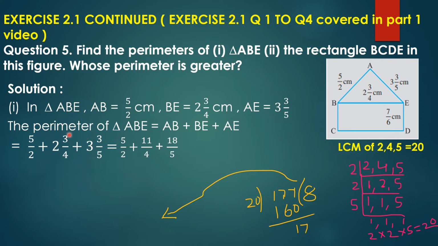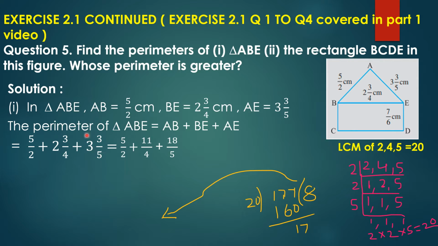Okay. Next, the perimeter of a triangle ABE is equal to, what is the perimeter of a triangle? It is the sum of the three sides. So AB plus BE plus AE. Okay. So what are the values of AB, BE and AE? It is written here. So write down 5 by 2 plus 2 3 by 4 plus 3 by 5. Okay, so these three fractions are under addition now.